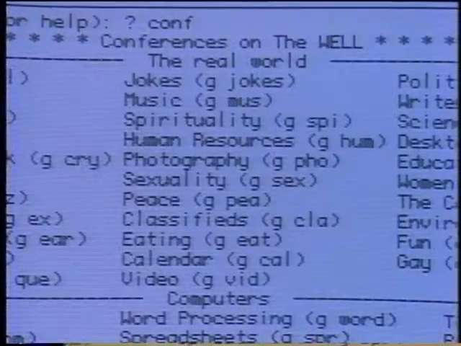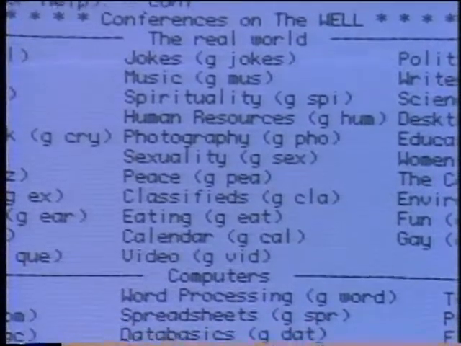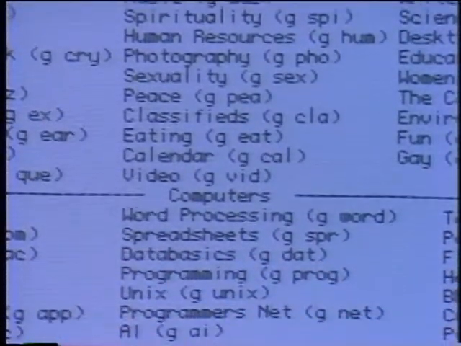What kind of things do you have here on The Well? I mean, I see things in the real world and things in computers. Right. We've got most of the user groups represented on The Well, so that if you have a technical question about a computer, you can put your question up and someone will answer it. We have public domain software for computers. But the more interesting stuff in teleconferencing, I think, is in the real world. We have a spirituality conference, a legal conference. I see something up here, the pub.